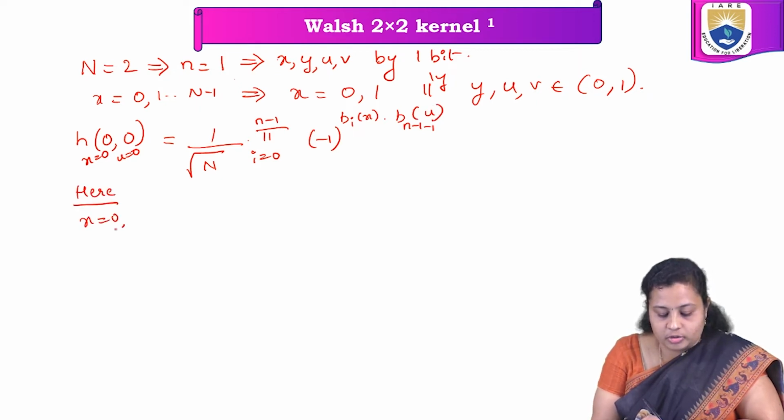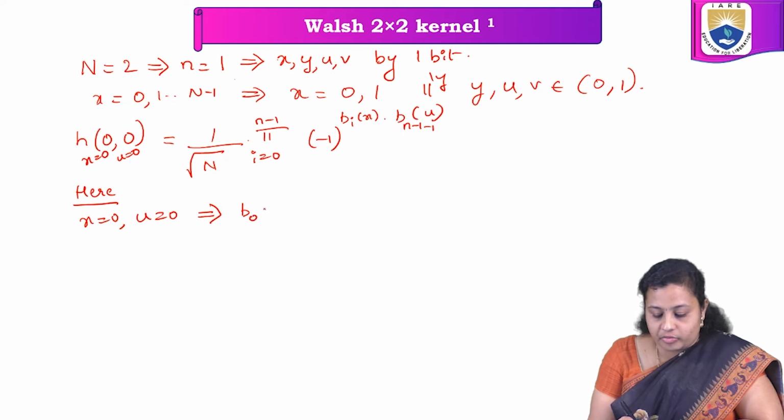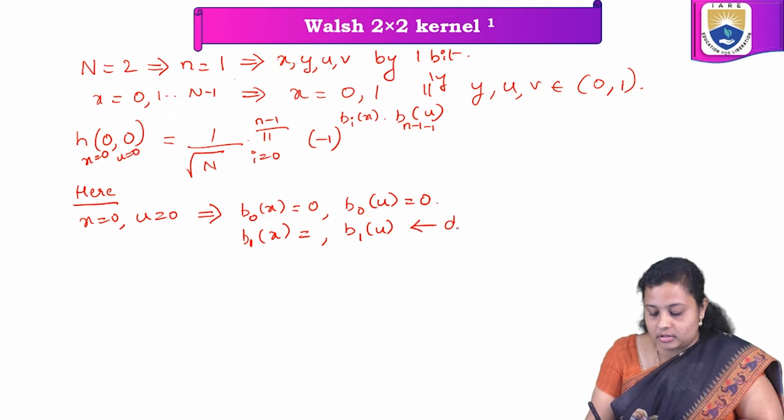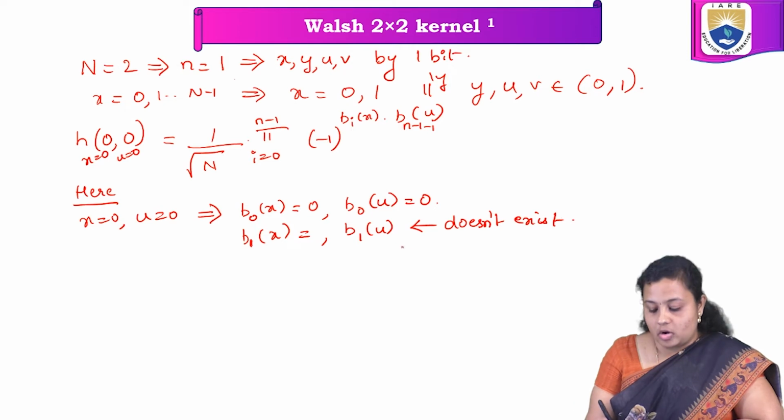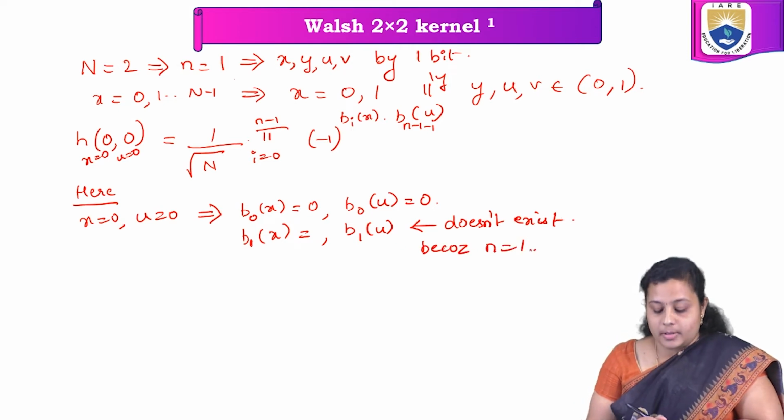Here, if x is equal to 0, u is equal to 0. So that implies b0 of x is equal to 0, b0 of u is equal to 0. So b1 of x and b1 of u doesn't exist in our case because n is equal to 1, right?